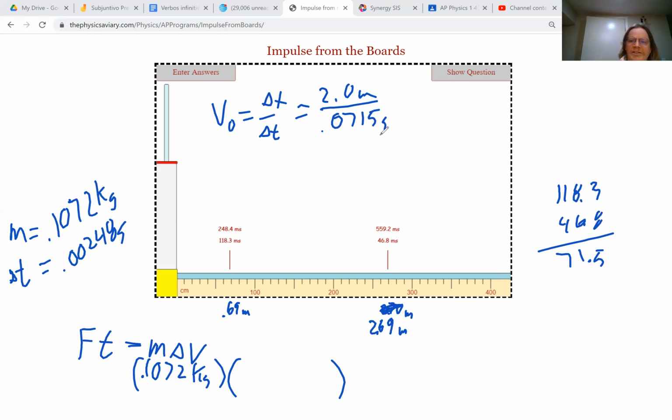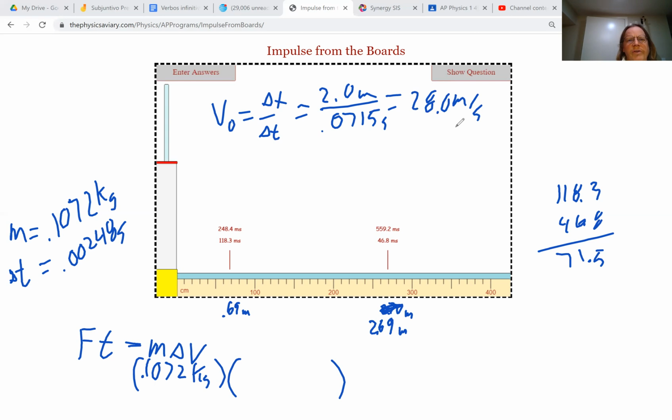So I'm going to double check because I don't want to do this twice. 118.3 minus 46.8. All right, at least I'm nailing that. So it's going to be 2 divided by 0.0715, 27.97. Okay, I'll call that 28.0. So the initial velocity is 28.0 meters per second.